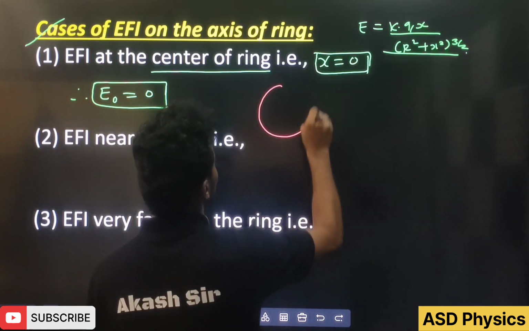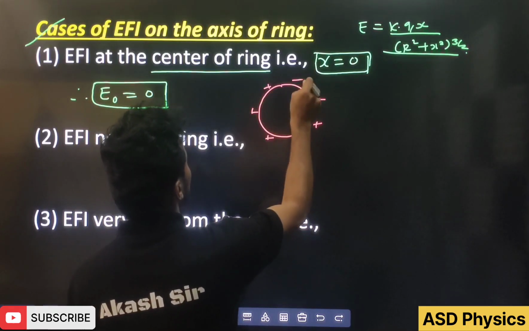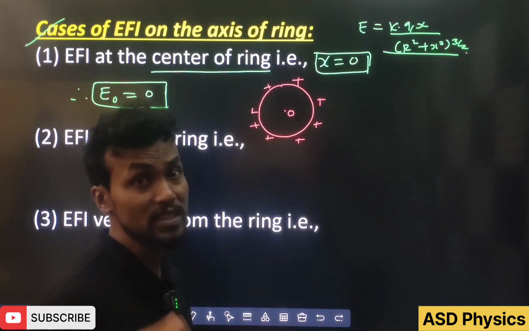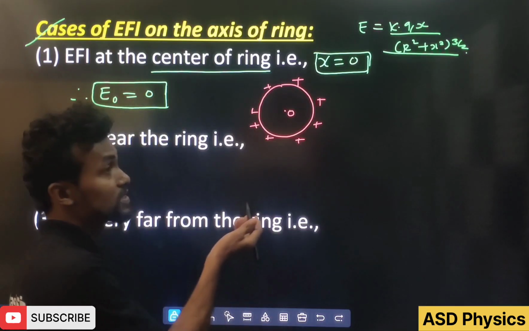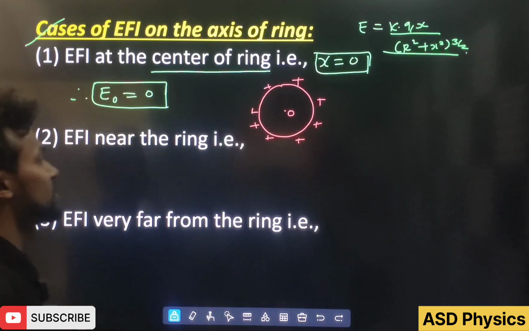See please here. Let's take this is the ring. The charge is uniformly distributed. So by your basic understanding itself, you can tell at point O electric field will be 0. Is it? Because electric field is a vector quantity. All these vectors will cancel out at point O and electric field will be 0.